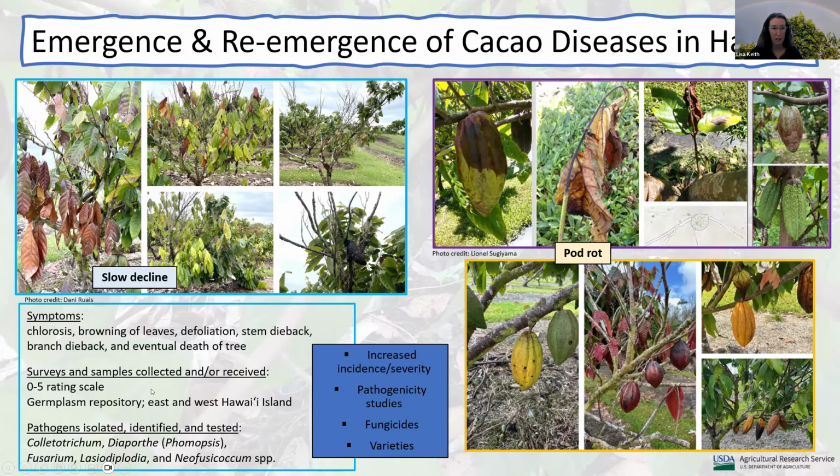And so we conducted large surveys and sampling, giving it a rating scale based on incidence and severity. Ultimately, although some of these pictures look pretty harsh, overall incidence and severity was rather low. We did isolate a number of fungi, which are considered endophytic. So they survive in trees, and when trees become stressed or wounding occurs, sometimes these pathogens can cause some of this dieback. And this is well known for cacao and lots of other crops grown here in Hawaii. But we were just curious about this increase now in incidence and severity.